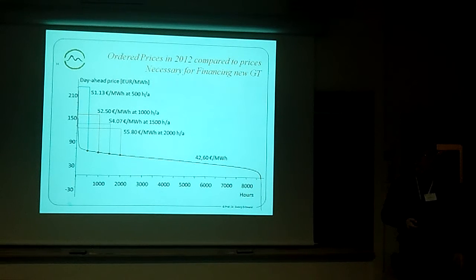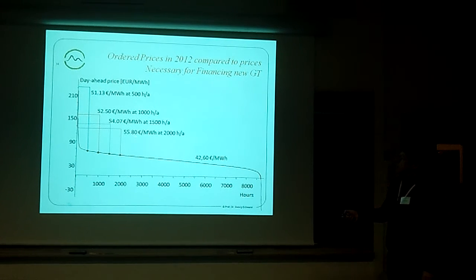Of course, if this gas turbine should not run 1,000 hours but 2,000 hours, the average price must be higher. The same calculus: for at least 2,000 hours, there must be the minimum price which is necessary to finance the average cost of the gas turbine. After 2,000 hours, this gas turbine will not produce, and then comes the remaining merit order curve.